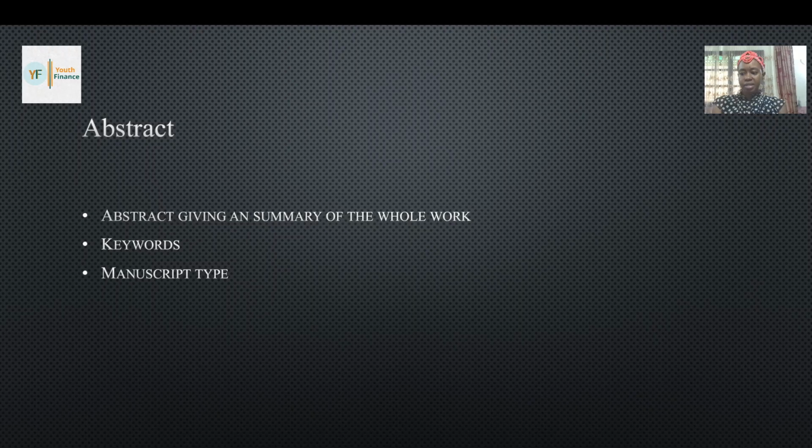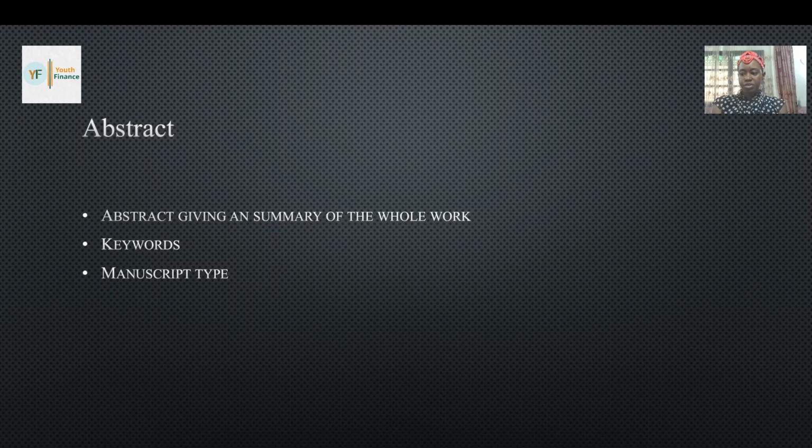This section is more like the conclusion one, but in its brief sense. Beneath the abstract comes the key words ranging from 4 to 12 depending on the journals. Then comes the paper type. Here it can be a research paper, a review article, or a case study.